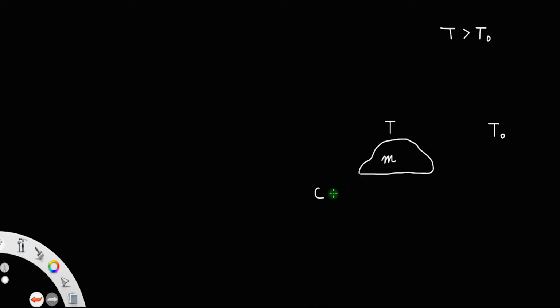Let C be its specific heat capacity. Since T is greater than T0, heat is always lost to the surroundings. Let Q be the heat transfer.